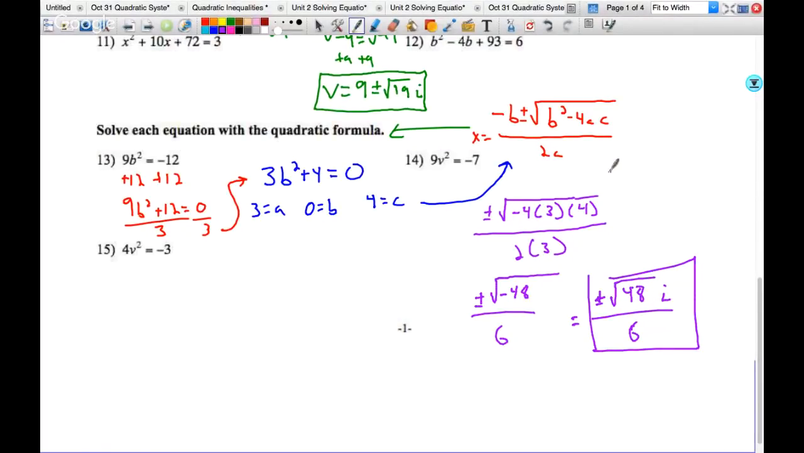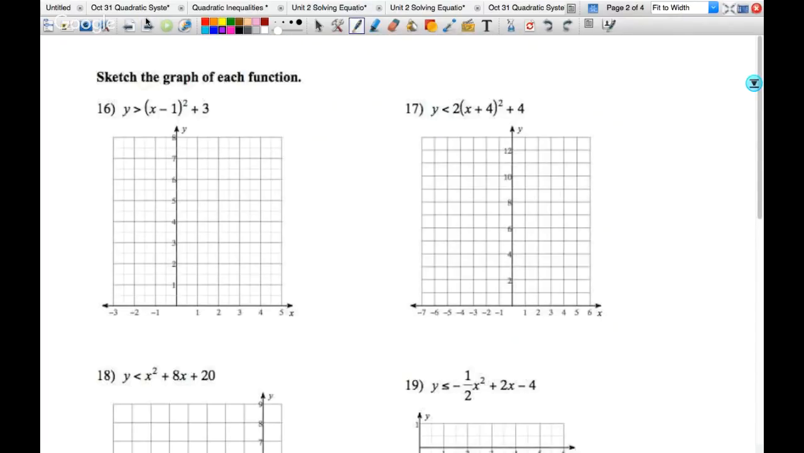The square root of 48 could be simplified because it's got perfect square factors, but we're not worrying about that yet today. Sketch the graph of each function. So here we've got some quadratic inequalities. These are in vertex form, so I can go straight to sketching.